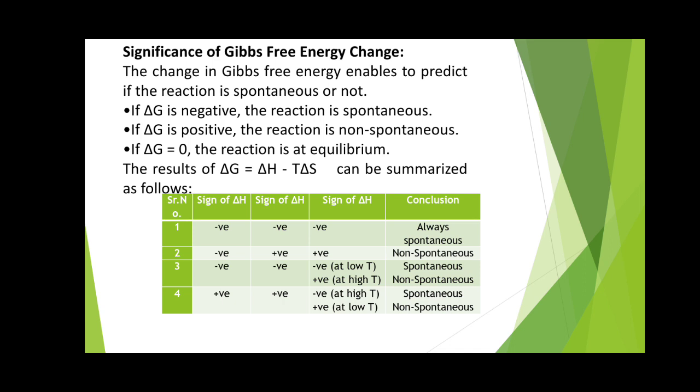Now if delta G is 0, then the reaction is called equilibrium. That means any reaction which is in an equilibrium position. What is equilibrium? That means the rate of the forward reaction and the rate of the backward reaction are equal, then the reaction is called equilibrium. At that time, such a reaction has delta G value 0. This can be understood with the help of the following table.